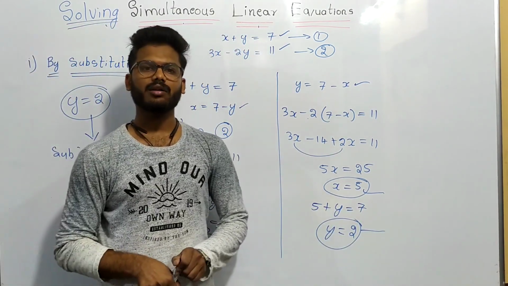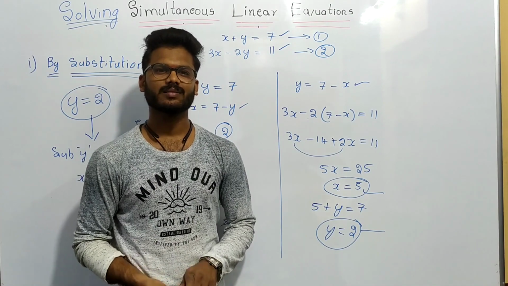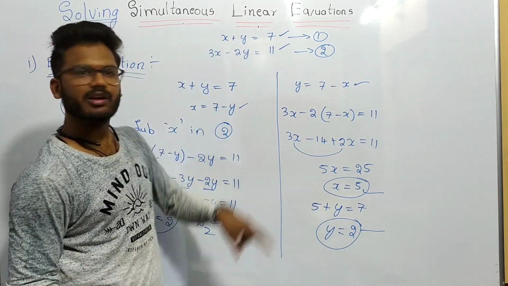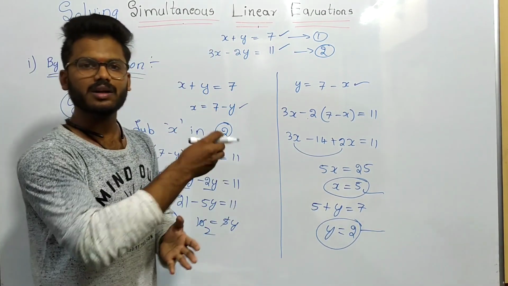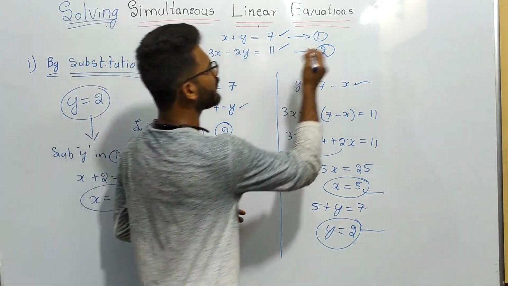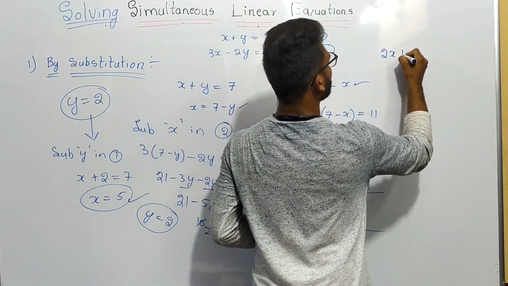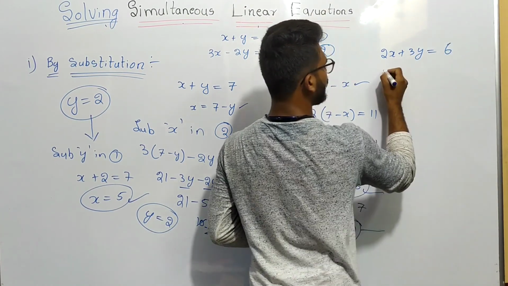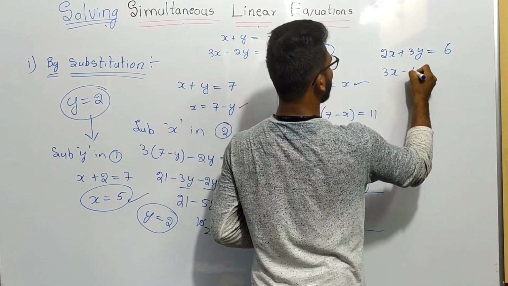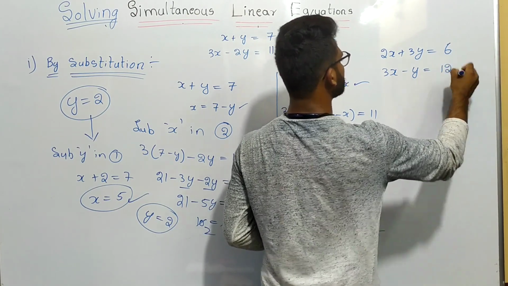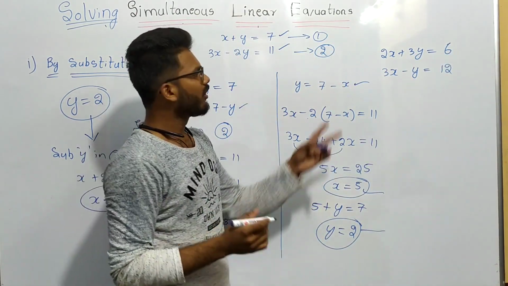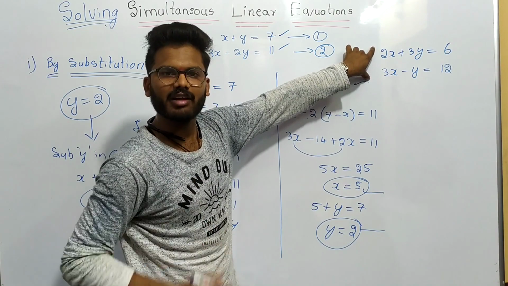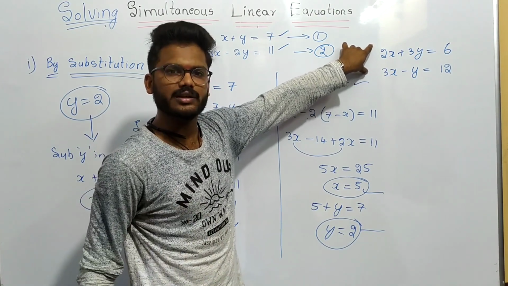And you can get one more doubt. What is it? Sir, we have to take the first equation. No need. It is based on the given equation. Suppose if they give like this: 2x plus 3y is equal to 6 and 3x minus y is equal to 12. Then from where can you find a variable value easily?